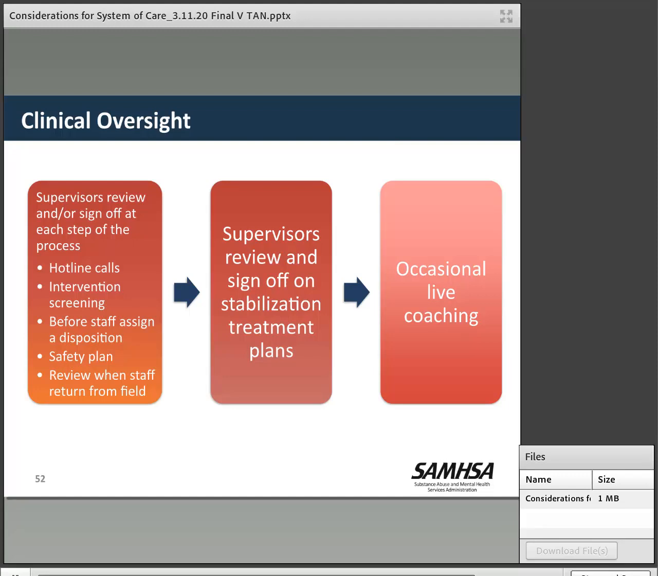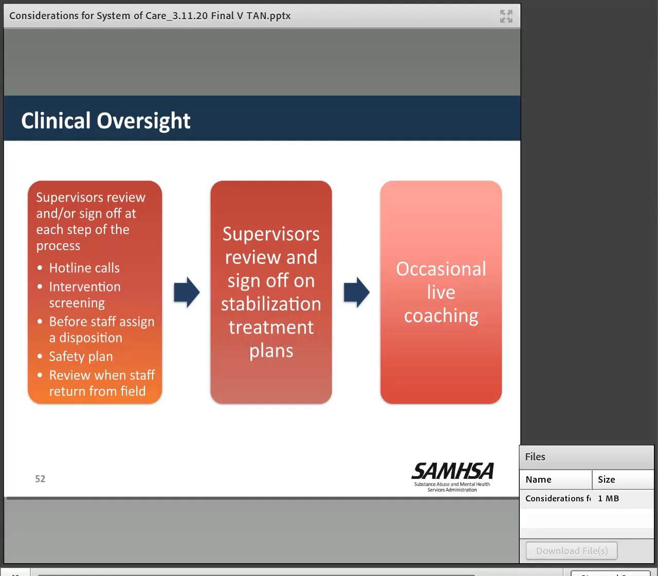After every hotline call that ends in a response, they come to a supervisor. They say, hey, we got this call. We assign a team. We know what teams are coming out. We are signing off on the intervention screenings. And for calls that don't end up in a response, we're looking at why that might be to make sure that we haven't lost any youth or families. We aren't losing them in any gaps that we might have.